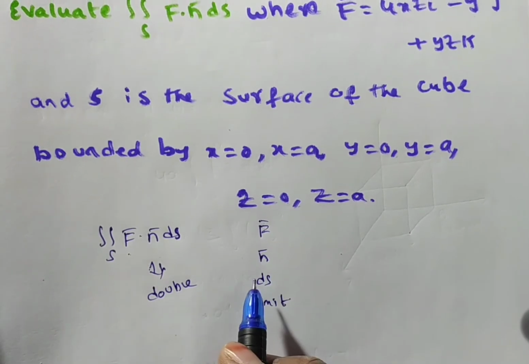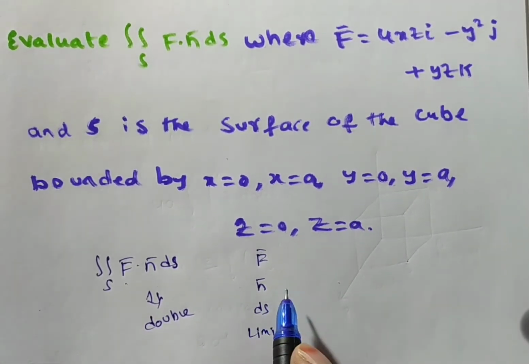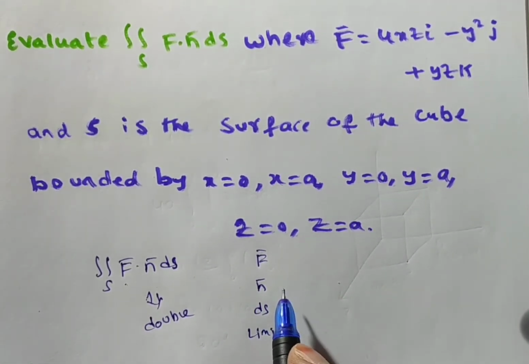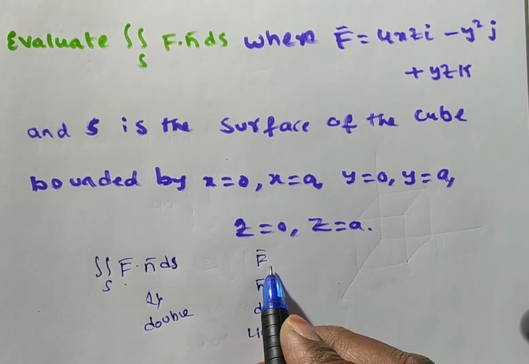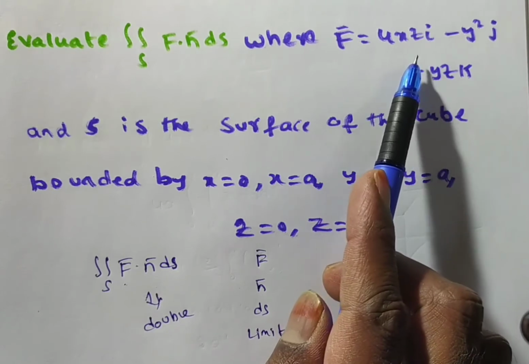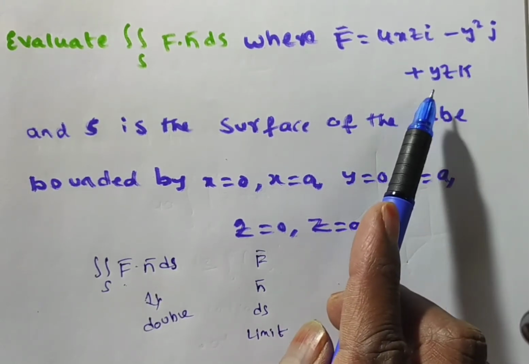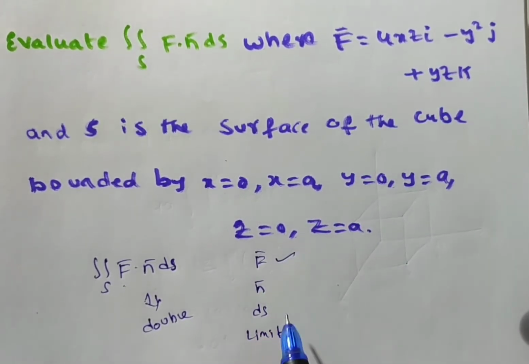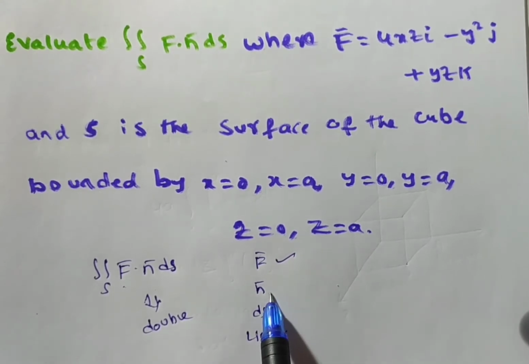First you observe what values are given, and verify. If they are not given, then we need to find them out. Sometimes they give directly, sometimes indirectly. First check whether F bar is given. F bar is equal to 4xz i minus y square j plus yz k. Yes, it is given. Next, n bar is nothing but the normal to the surface.